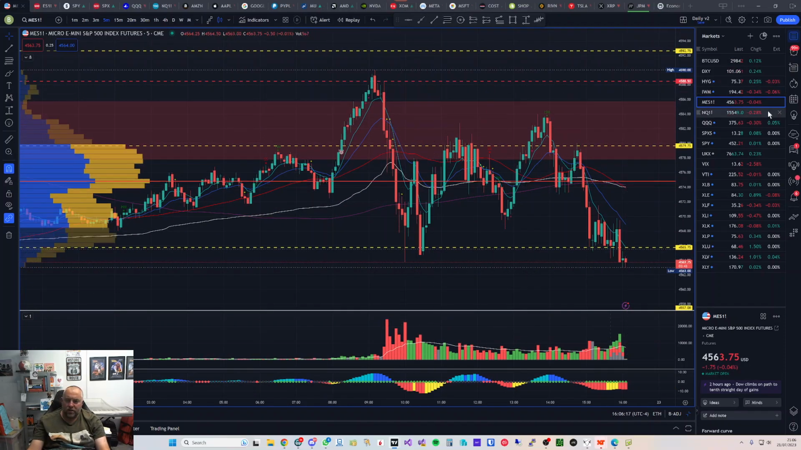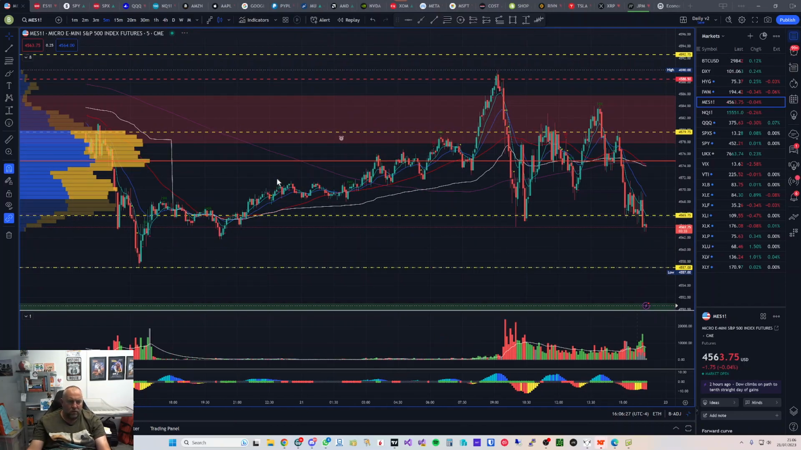You can see this weekly area here, so it came into that today, and I will discuss that trade, but I will start off with my first pre-market trade, where we were looking at this.